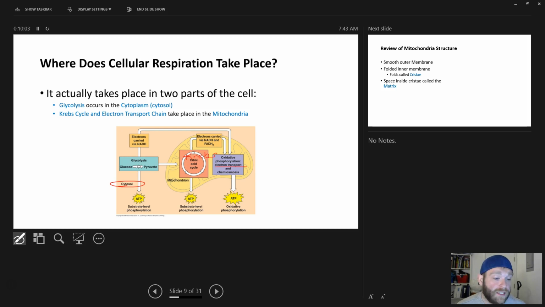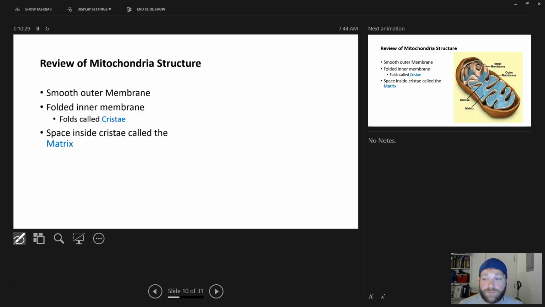Both of those things occur in the mitochondria, but in two different places inside of it. The citric acid cycle happens in the space inside of the folds, called the matrix. And then our electron transport chain happens in the actual membrane folds inside of the mitochondria. But remember: glycolysis, cytosol; everything else, mitochondria.